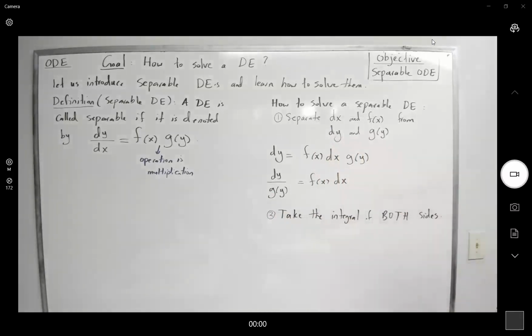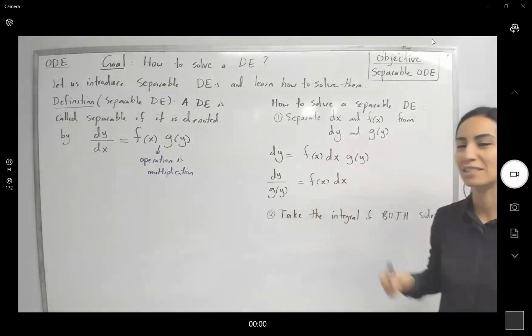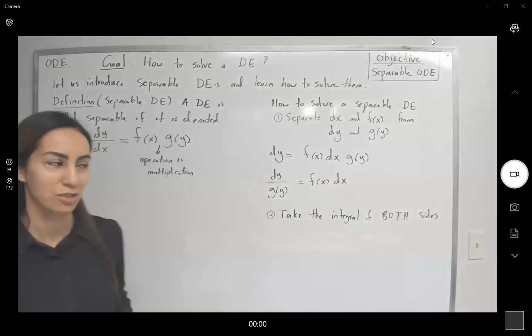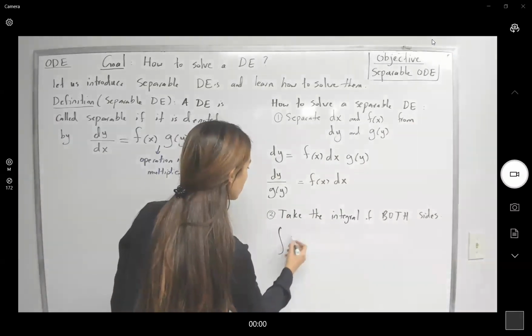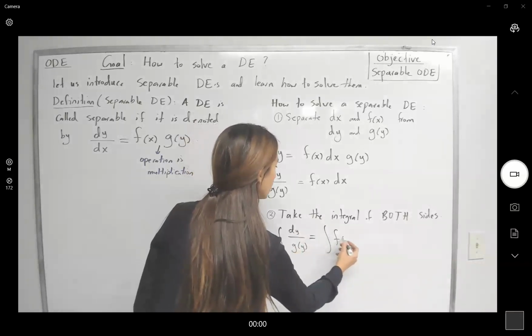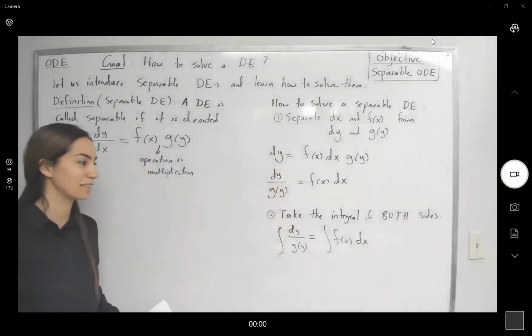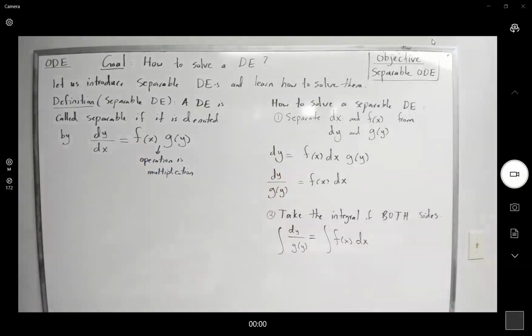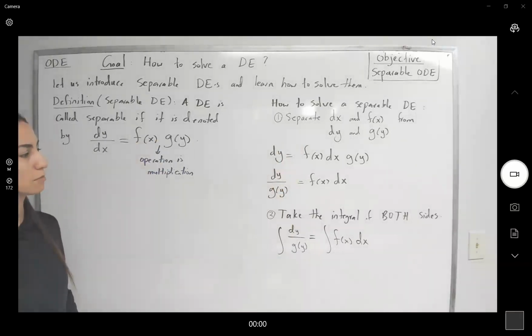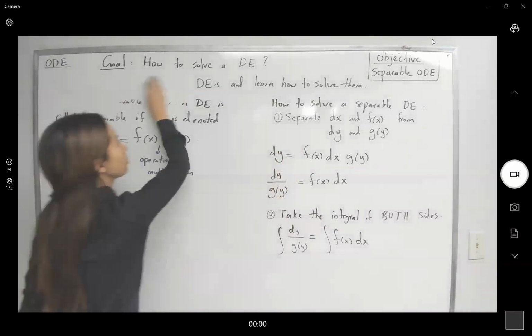By taking the integral of both sides and going back to elementary calculus, we solve this separable differential equation. On the left-hand side, you get the integral of dy over g of y equals the integral of f of x dx. Don't forget about the constant of integration at the end. Very well. Let's cover one example to feel more comfortable about what we are going to do here.